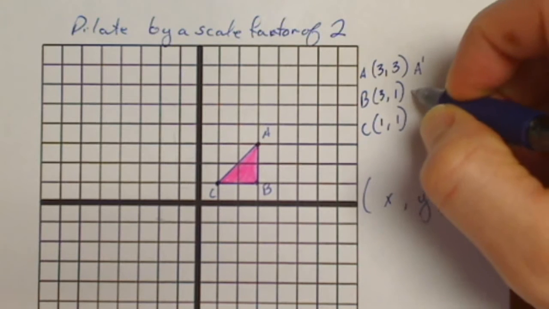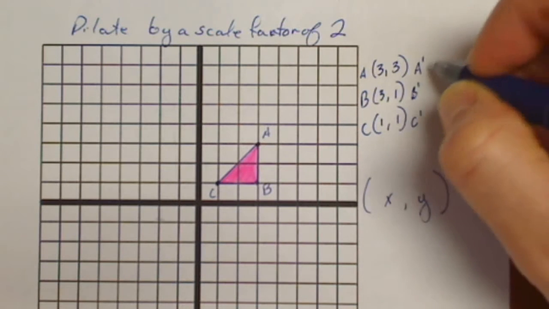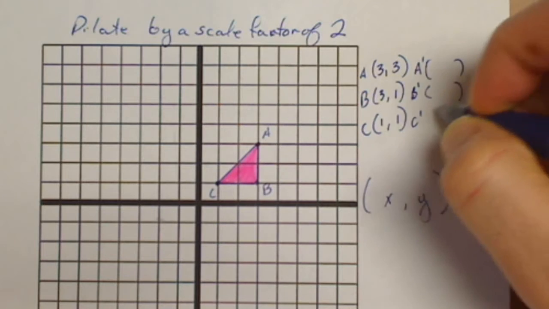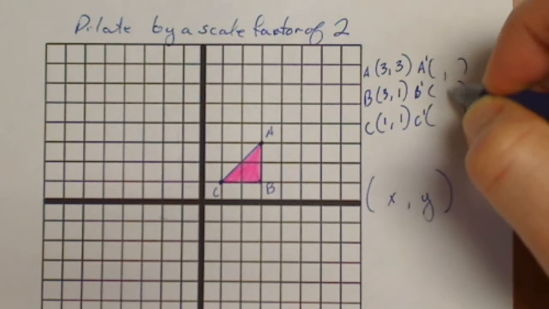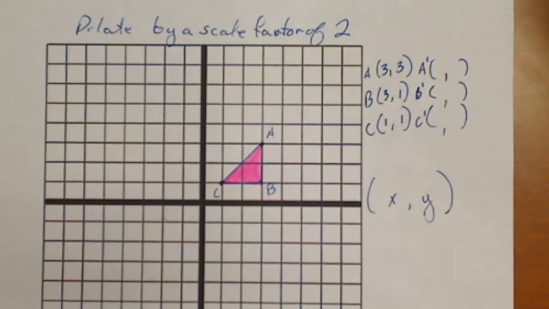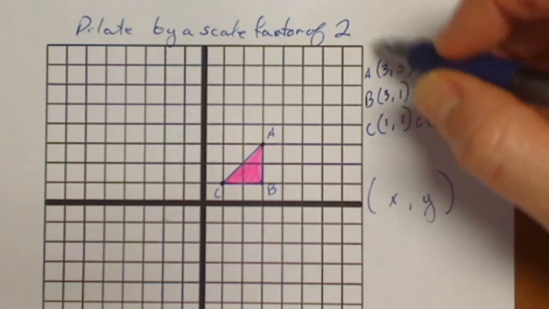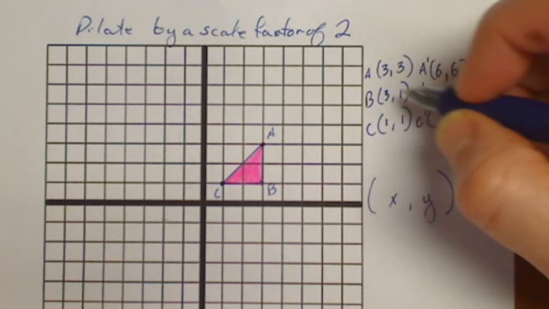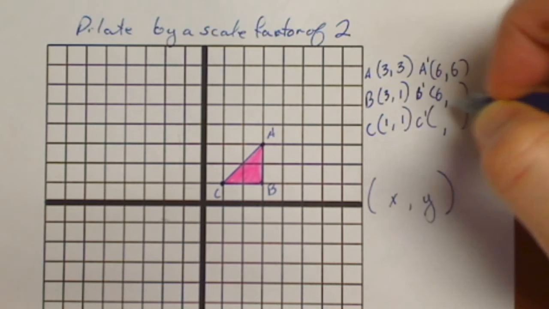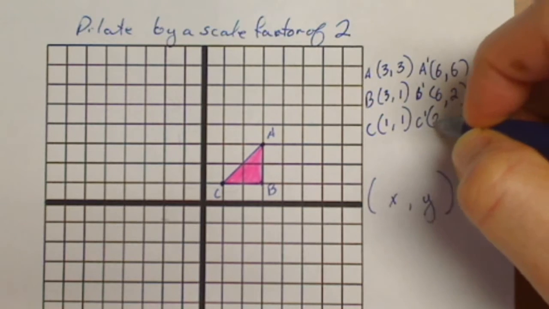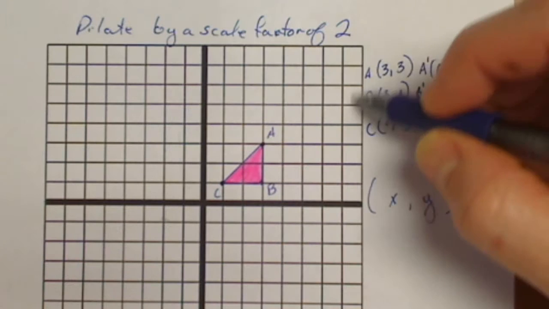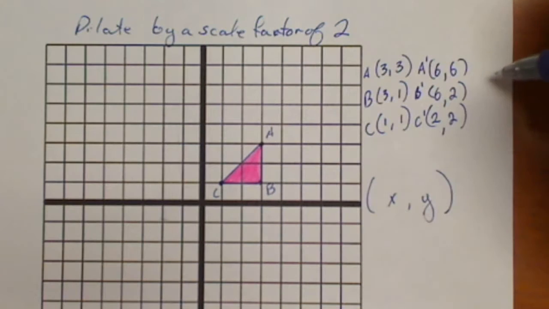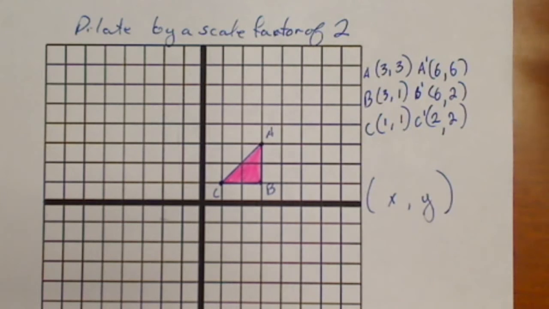So A prime, B prime, C prime, in other words, our new transformation, our new dilation, the new shape, is just going to be all of these coordinates multiplied by 2. So 3 times 2 is 6, 6. 3 times 2 is 6, and 1 times 2 is 2, and then the other one will be 2, 2. So all I did was take all of our original coordinates and multiply them by 2. And now I'll graph the new coordinates.